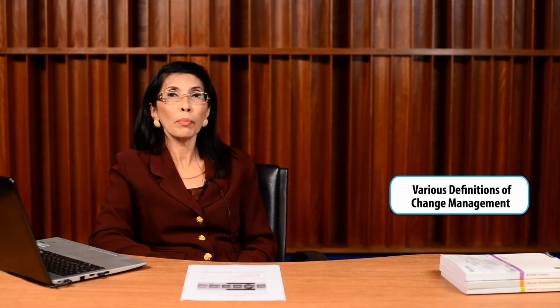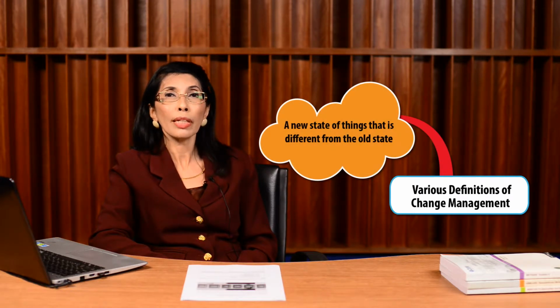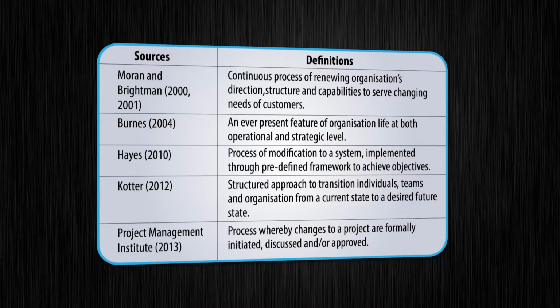Now, let us look at the various definitions of change from many perspectives. To begin, change simply means a new state of things that is different from the old state. This can be done through conversion, modification, or alteration and transforming the state of things or quality of anything. Table 1.1 describes change from the viewpoints of customer, organization, and the process as well as project management.